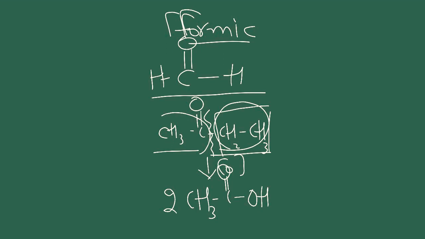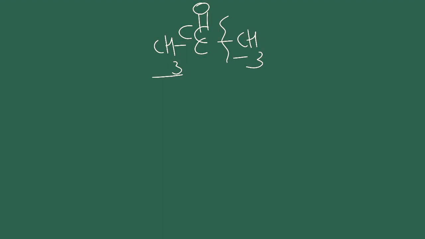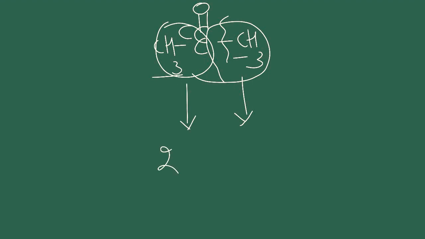As in the case of acetone, we didn't need to remember which side we need to break the bond, because both sides had the same number of carbon atoms. We can break the bond from one side or the other side. One side will form formic acid with 1 carbon, and the other side, which has 2 carbon atoms, can form acetic acid with 2 carbons.